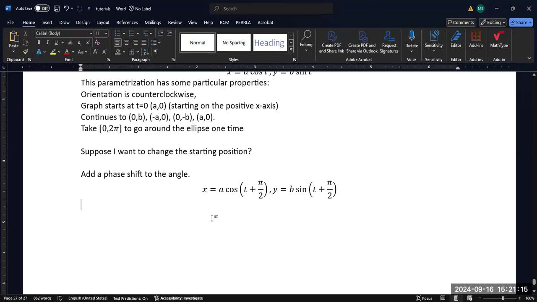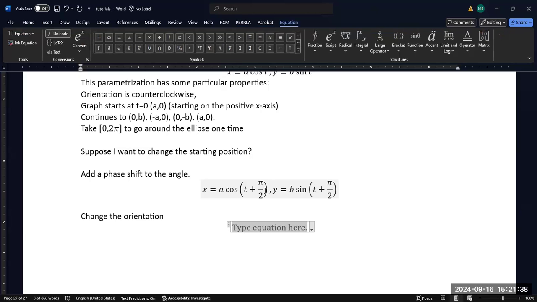Now, there are identities that you can use to simplify and reduce this. So I'm not going to worry about those, but phase shifts can get you to start any place on this ellipse. Another way to change the orientation is to add a negative to one of these components. So x is a cosine t. In fact, you would just replace it with negative t.